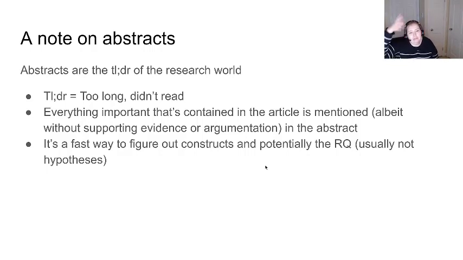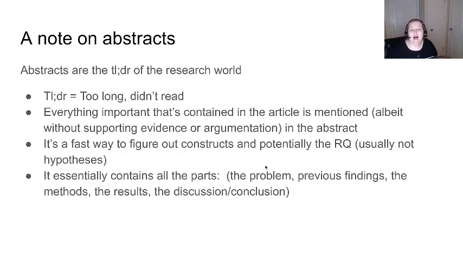It's something like, we asked blah, blah, blah, right? As opposed to, we predicted. Sometimes you'll see that, but not usually. Okay? And so, as a result, it essentially contains all the parts: the problem and intro, the previous findings and lit review, the methods, the results, discussion, and conclusion. Okay, so abstracts in that way are really useful for practicing this on a micro scale.